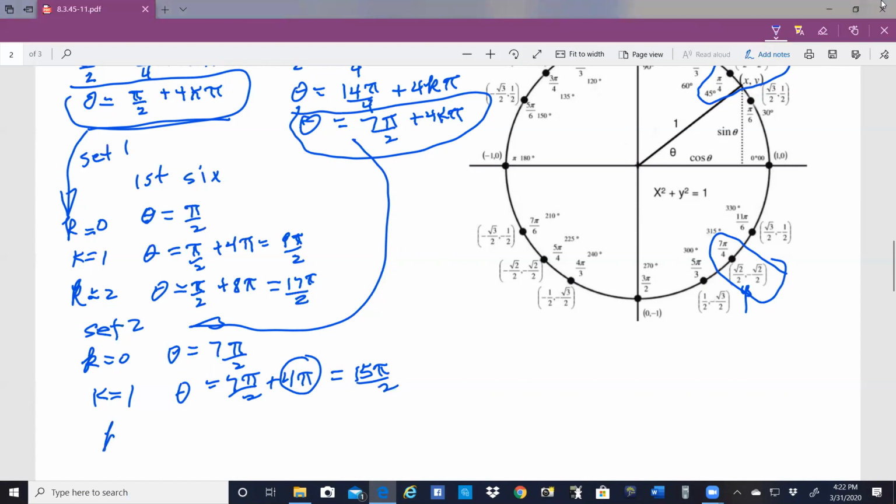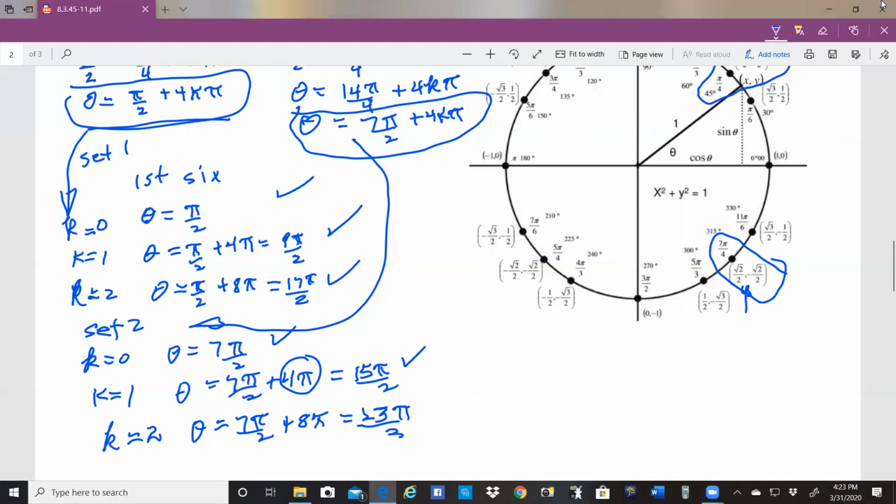And then finally, for k equal 2, this will give us 6. We get theta equals 7 pi over 2 plus 8 pi. Of course, 8 pi is 16 pi over 2. And that's 16 pi over 2 plus 7 is 23 pi over 2. So now we have our 6 solutions.